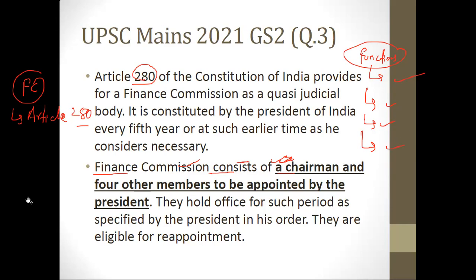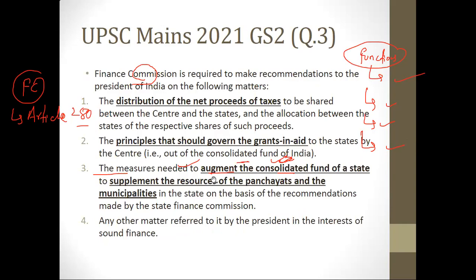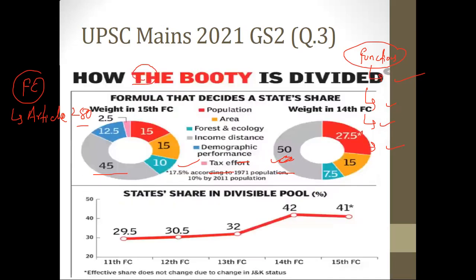So let me show you those 4 functions. These are the only 4 functions which are there. You cannot create any other function. Don't do that. This is a constitutional body, and in the Constitution only you find these functions. So these 4 functions you have to remember. But again, the question is not about these functions. This is just a brief introduction, and then you have to move on to the next part.